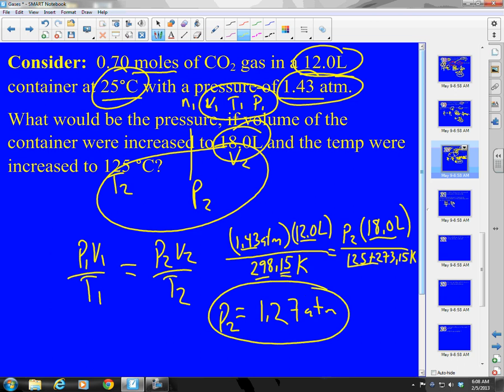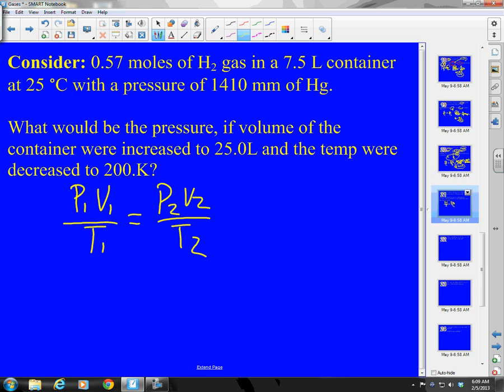Okay, let's check my numbers just in case. Let's try this again. I take 1.43 times 12 divided by 298.15 divided by 18 times quantity 125 plus 273.15, and I get 1.27. Winner, winner, chicken dinner. Excellent. I hope you all did the same thing. Okay, you guys try this one and bring me back when you're ready.